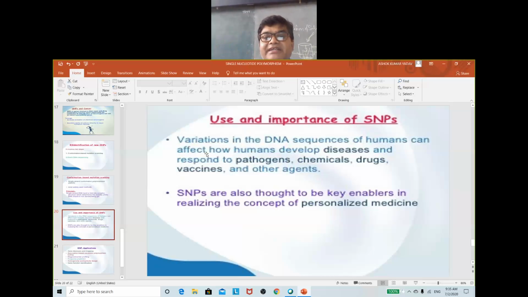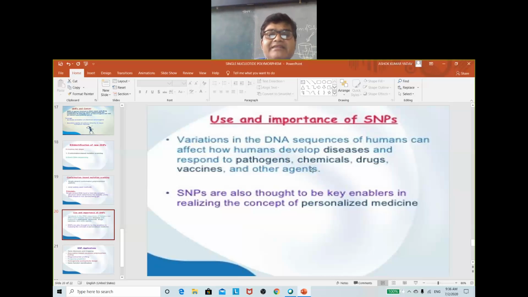And then disease development: what is the condition of disease susceptibility, whether the person is susceptible to a particular disease or not, what is its severity, whether it is at an early stage, mid stage or later stage, that can be studied with the help of these SNP maps.